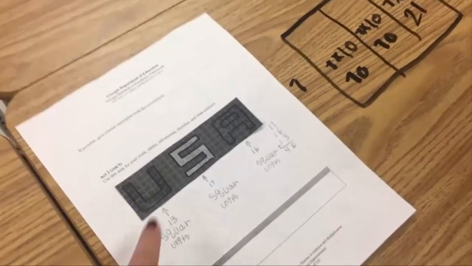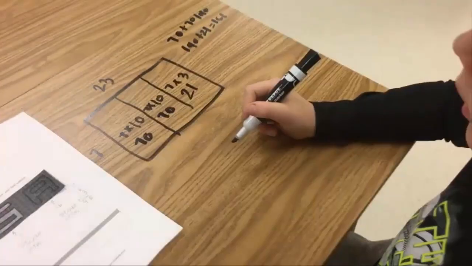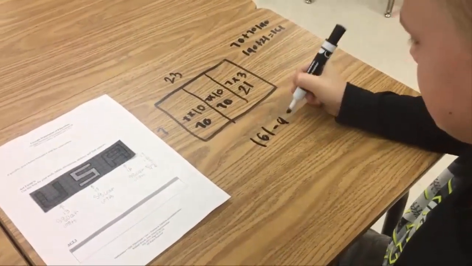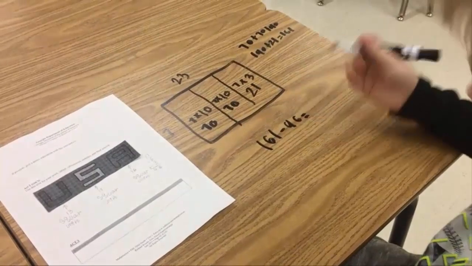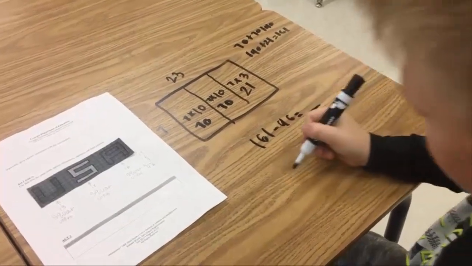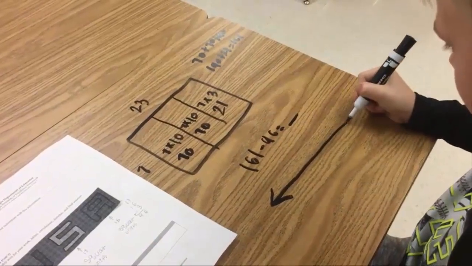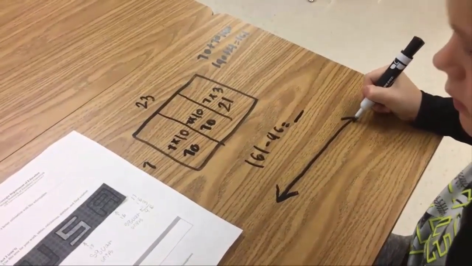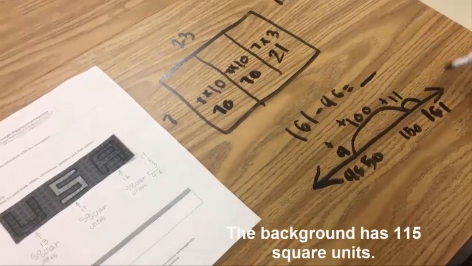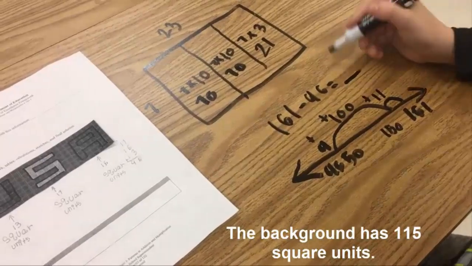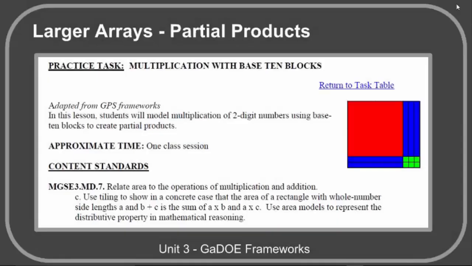So if you know the area of the letters is 46 and the area of the entire picture is 161, how can you find the area of the background by itself? Well, I can do 161 minus 46 equals blank, but I can do it on the number line. You can find the difference on the number line. So what would be the difference if you add up 4 plus 100 plus 11? 115.